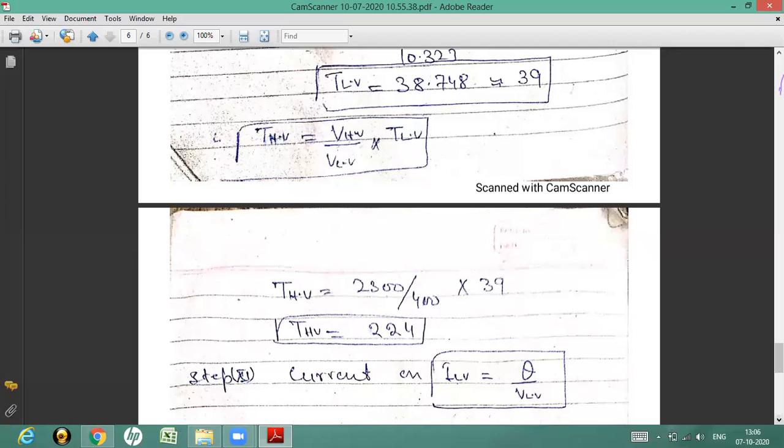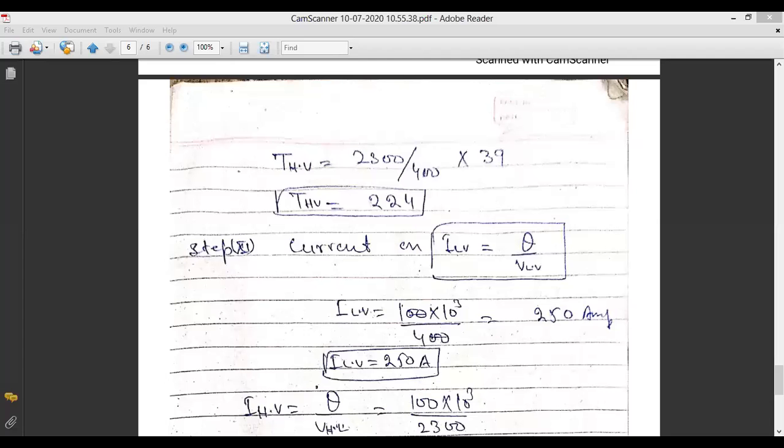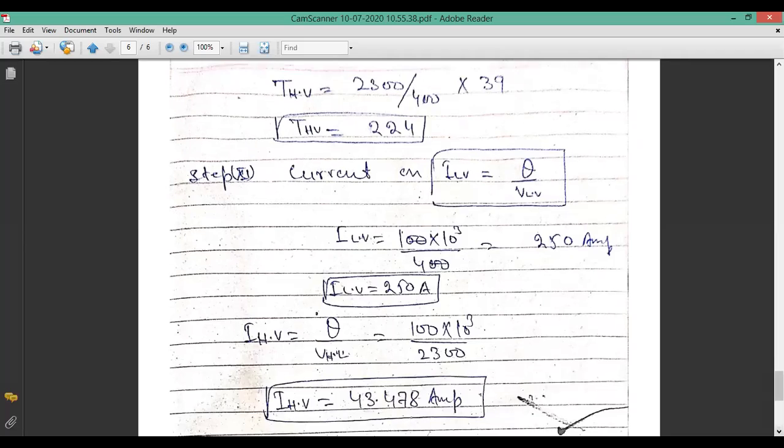And similarly, you have to calculate the current on the high voltage side. How much is the value? Current on the high voltage side will be 43.478. Clear? Yes, sir. Clear, beta?